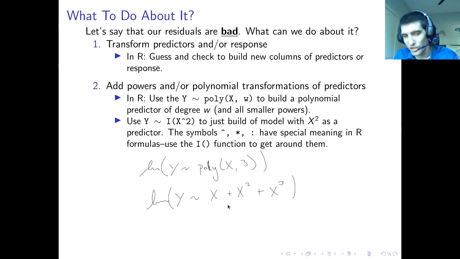Okay, there is some subtlety here. I'll talk about this in a little bit. It doesn't exactly give you these coefficients. It gives you some transformation of these coefficients, but it lets you build a model of polynomial degree 3.